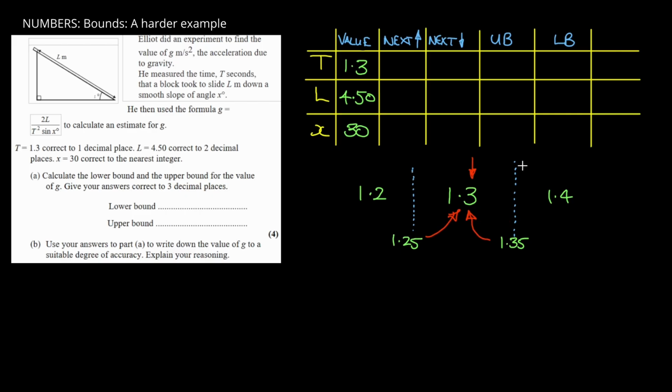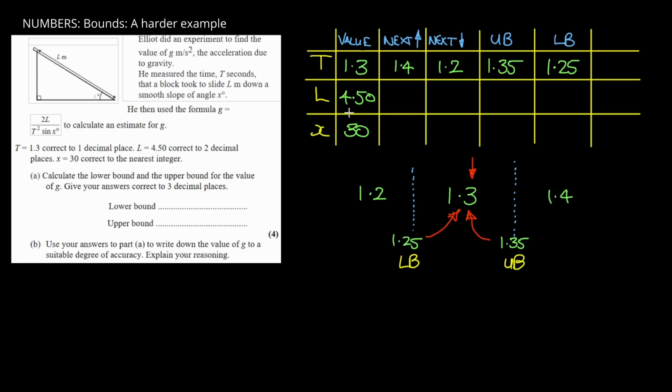So this range of values between 1.25 and 1.35 all turn up as the result of 1.3. So these boundaries are in fact the lower and upper bounds of our variable t. This is the lower bound and this is the upper bound. So let's fill our results in. The next value up for t we found out to be 1.4, and the next value down 1.2. The upper bound is 1.35 and the lower bound is 1.25.